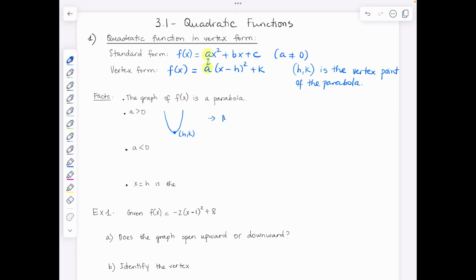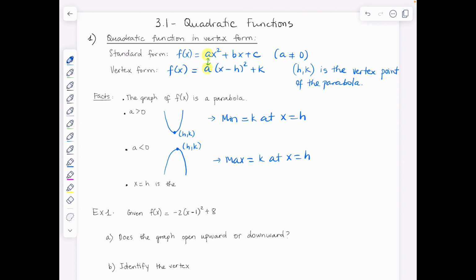And then we say that the minimum value of the function is equal to k at x is equal to h. And then if a is a negative number, then you should expect the parabola to open downward with the vertex being at the top. And that would be the maximum value. And we will write the maximum value of the function is k at x is equal to h.